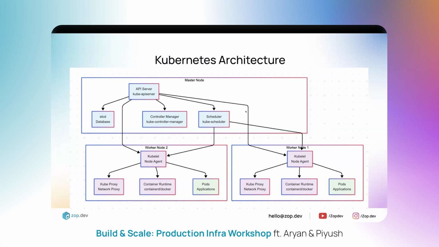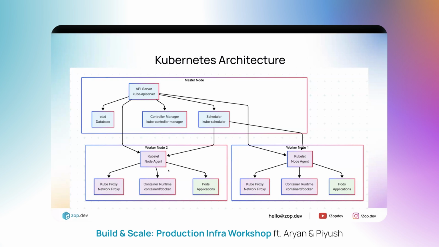Then we have the scheduler. The scheduler helps us deploy our pods on the worker nodes. It decides which pod has to be deployed on which worker node. If worker node 2 has memory utilization at 80% or 90%, then it can say, let's deploy it on the other worker node, as it has less memory utilization and all of those things.